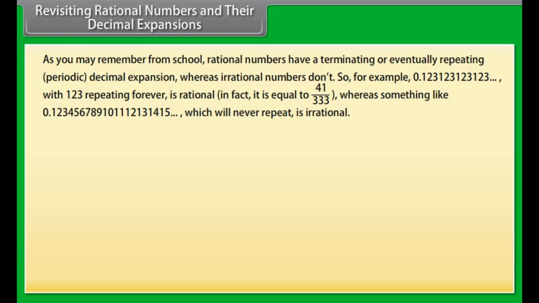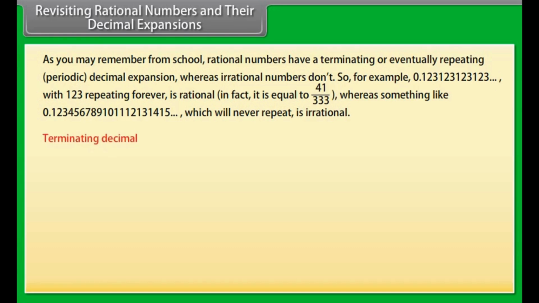0.123123123123, and so on, with 123 repeating forever, is rational. In fact, it is equal to 41 upon 333. Whereas something like 0.123456789101112131415, and so on, which will never repeat, is irrational.